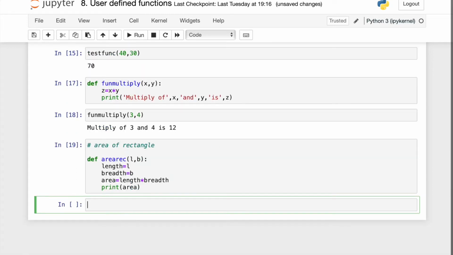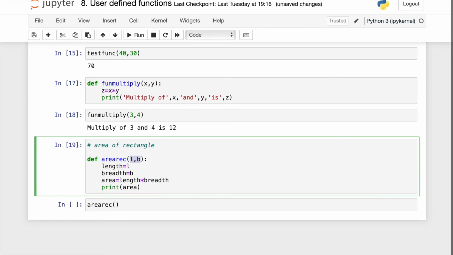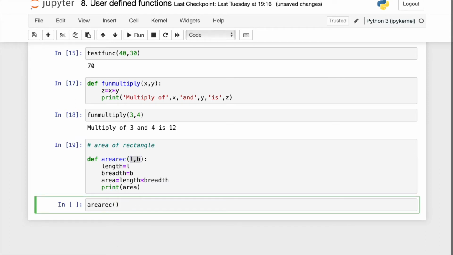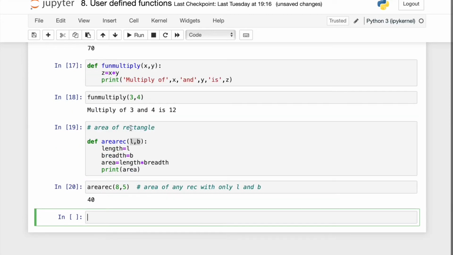Now it is a function. So for the area of any rectangle, we just have to give its argument values, the length and breadth of any rectangle. We can find the area of any rectangle with only L and B, length and breadth. So I'm saying 5 and 8. Length should be larger, so I'm saying 8 and 5, 40.